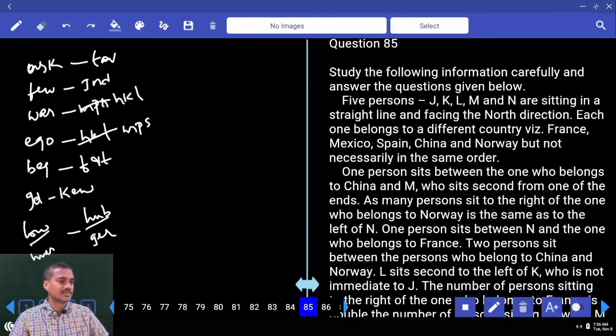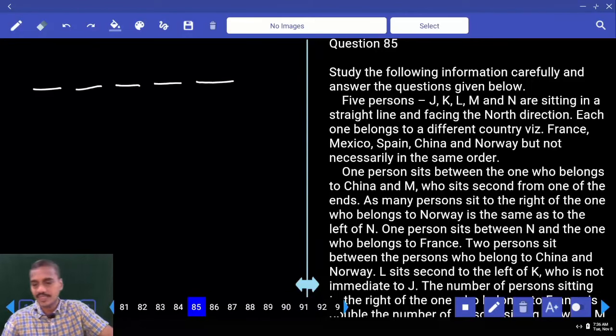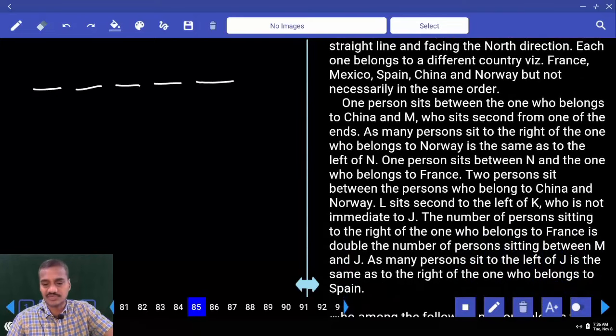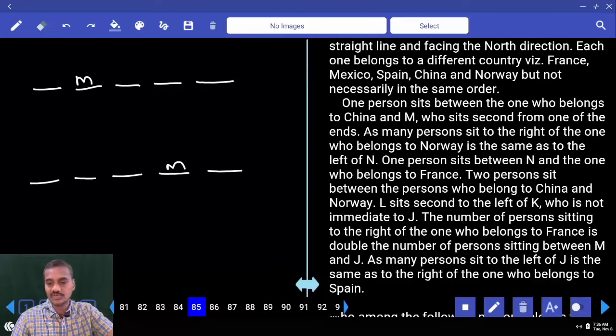Then the next one, coming to 85 onwards, there are 5 persons sitting in a row facing towards north, and each one belongs to a different country. One person sits between the one who belongs to China and M, who sits second from one of the ends. M is seated second from one of the ends, hence second possibility, now this M can be second from the right extreme. There is only one person between the one who belongs to China and M.